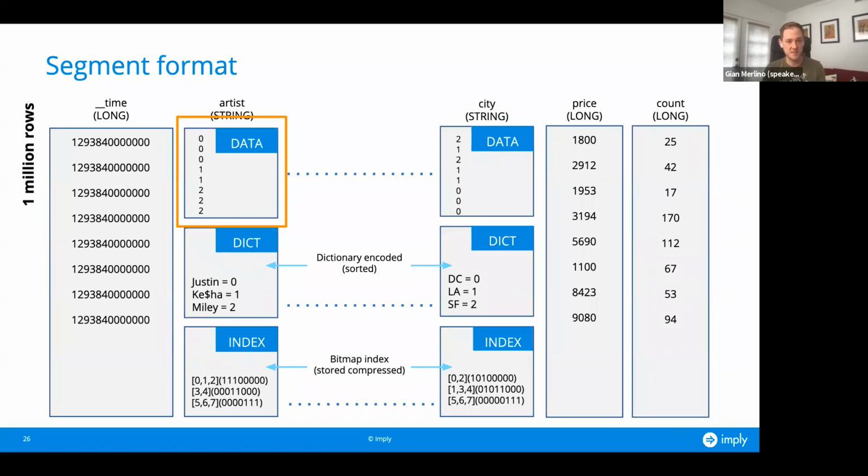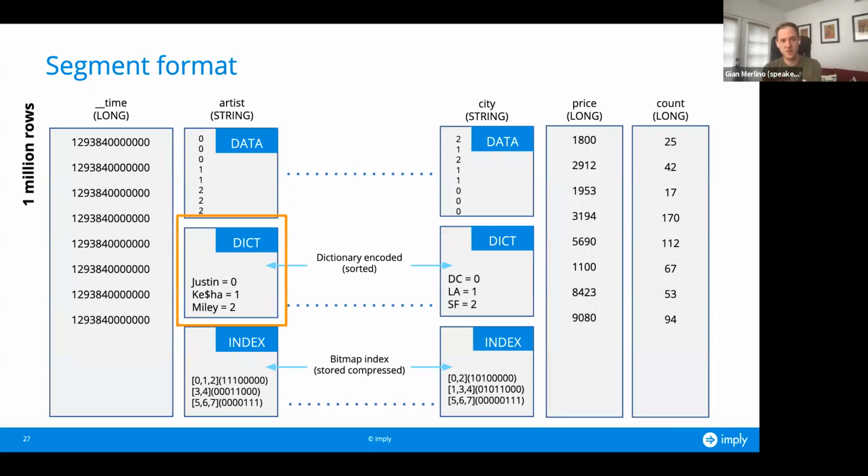Here's the artist column. This is the artist that the tickets were sold for in this example. In the data section, there are 8 values because there's 8 rows in the segment. And so this is saying the first 3 rows are 0, and then the next 2 are 1, and the next 3 are 2.